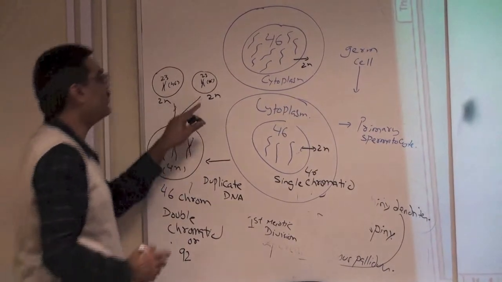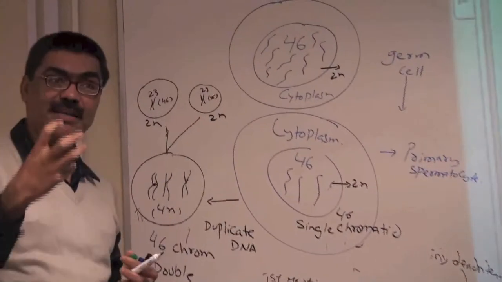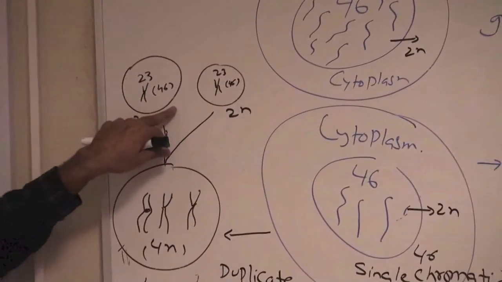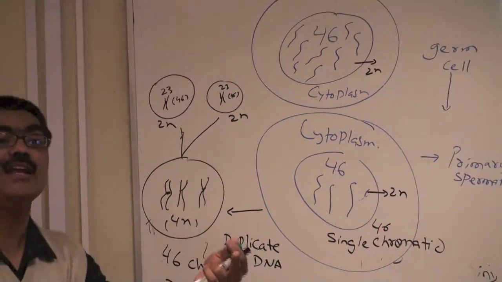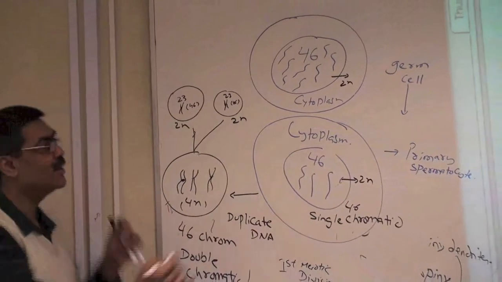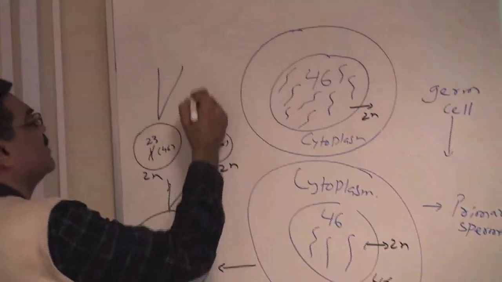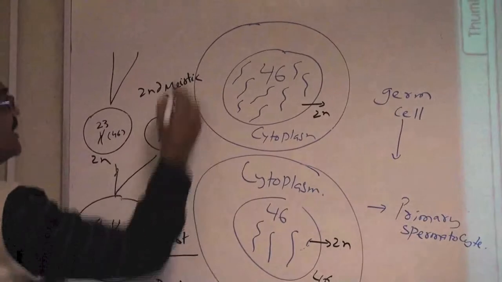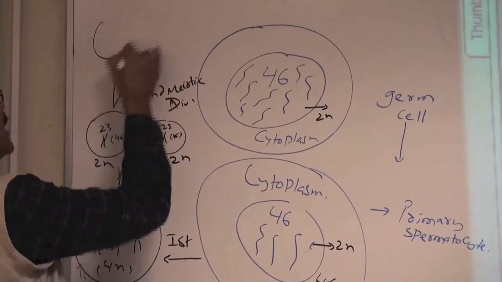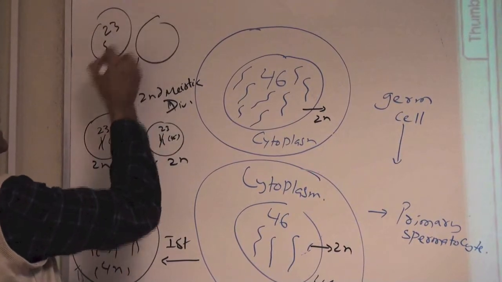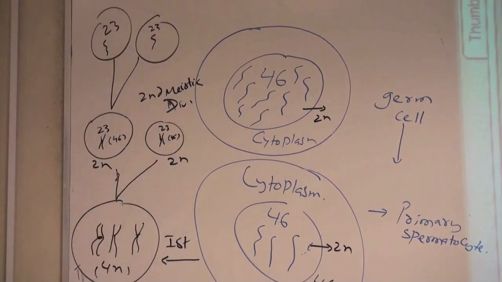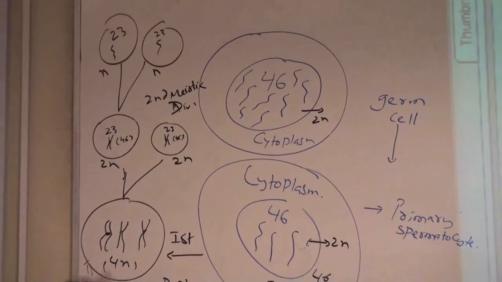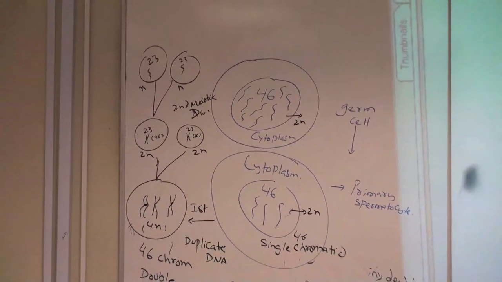Now we want a gamete, we want a sperm with N only. Because if this 2N sperm and this 2N ovum meet, it will make 4N, which is abnormal. We want 2N in the zygote. So what happens? It will again enter into a meiotic division. This is first, and this is the second meiotic division. So what happened now? There are two cells, each with 23 single chromatid. So now it is N. Is it clear? Easy. Good. If it is easy, very good.